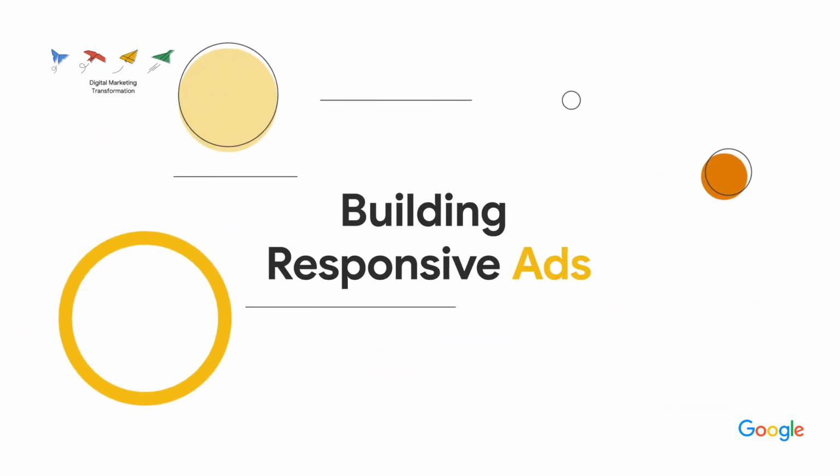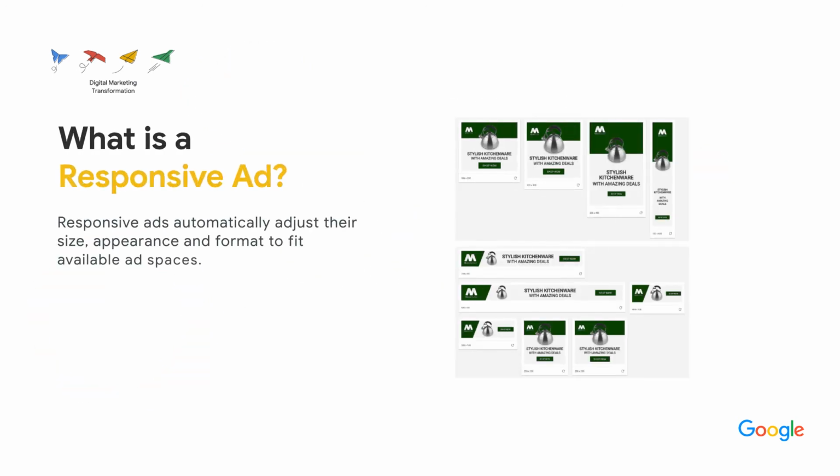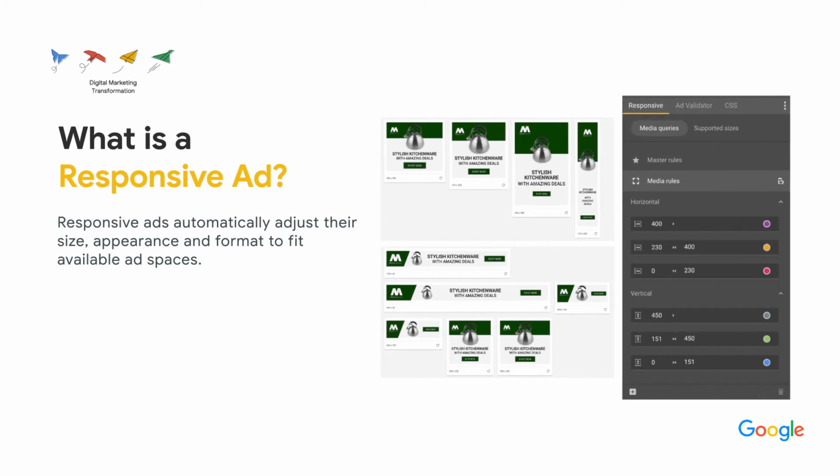So let's look at the main subject for today, which is building responsive ads. So what are responsive ads? Responsive ads is creating one ad asset that then resizes to fit all other ad sizes. And how this is done is by using the responsive panel within Google Web Designer and using media rules.